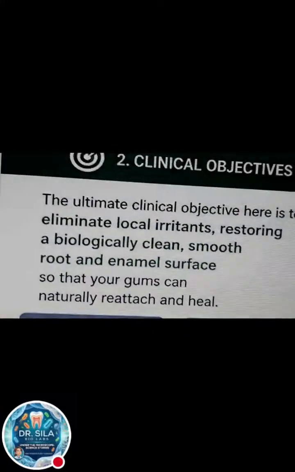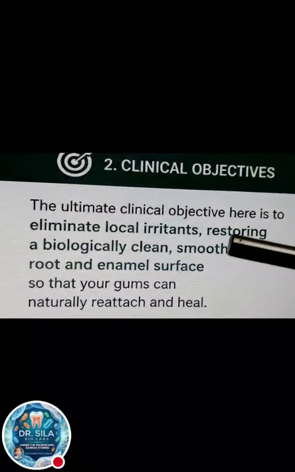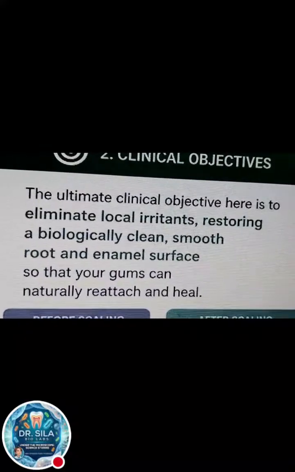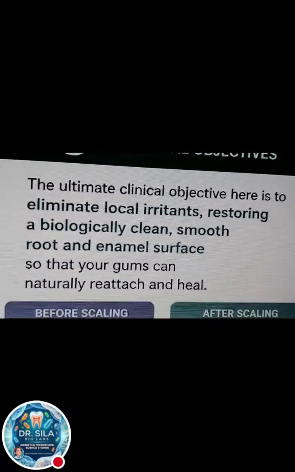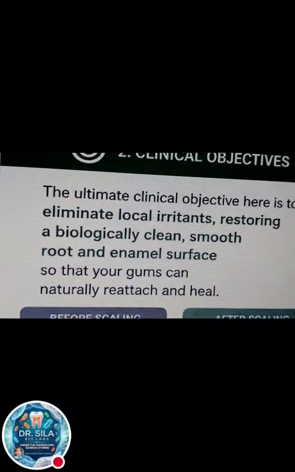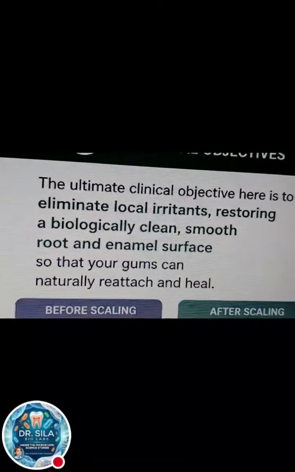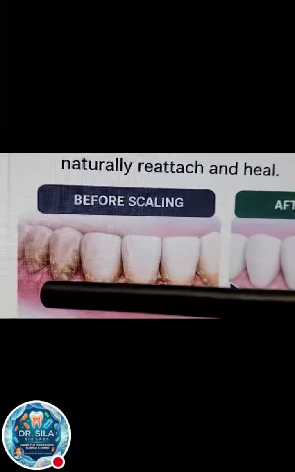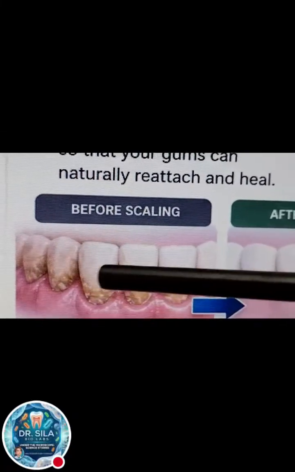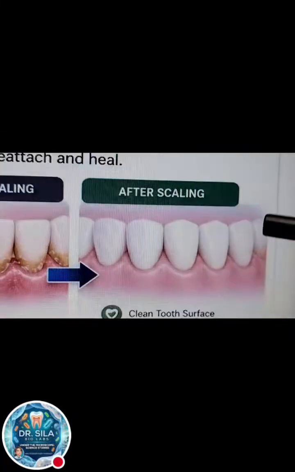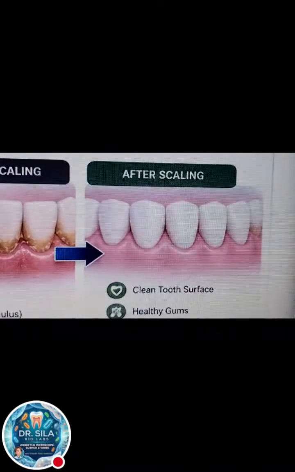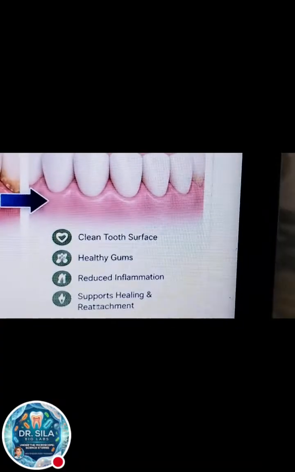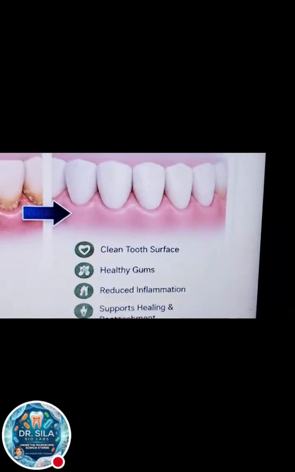Now, what is the clinical objective? The ultimate clinical objective here is to eliminate the local irritants, restoring a biologically clean, smooth root and enamel surface so that your gums can naturally reattach and heal. You can see before scaling, the gums are swollen and the calculus is here, and after scaling, you can see a clean tooth surface, healthy gums, reduced inflammation, and support for reattachment of the gums.